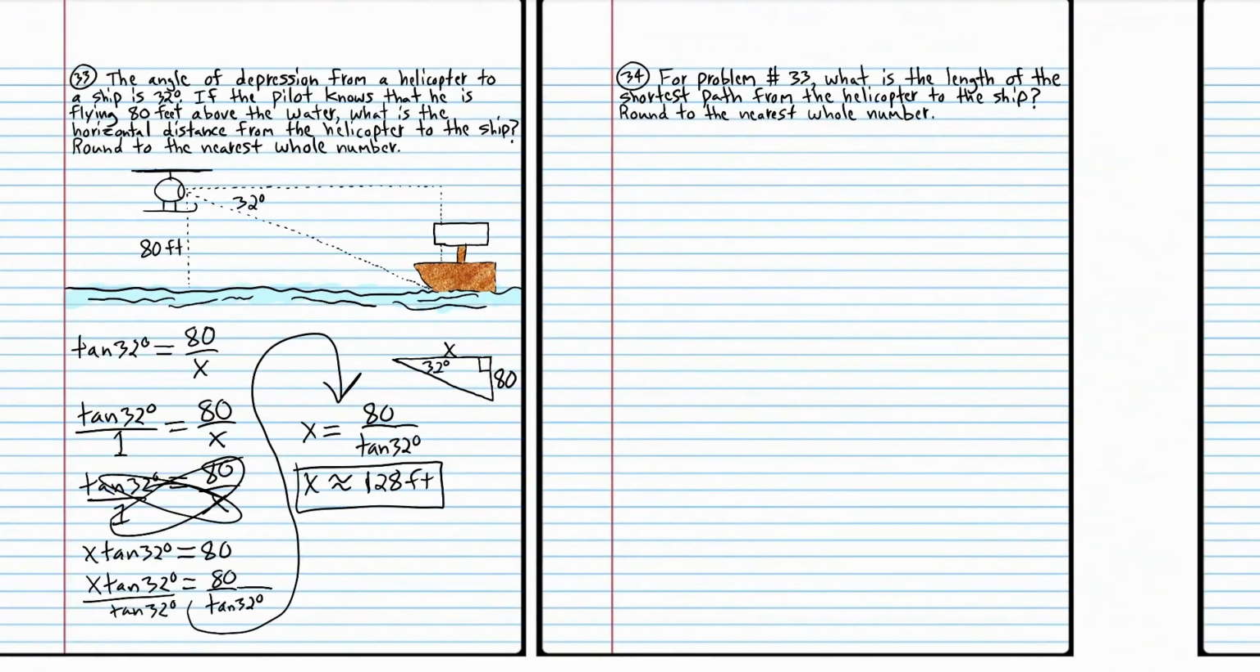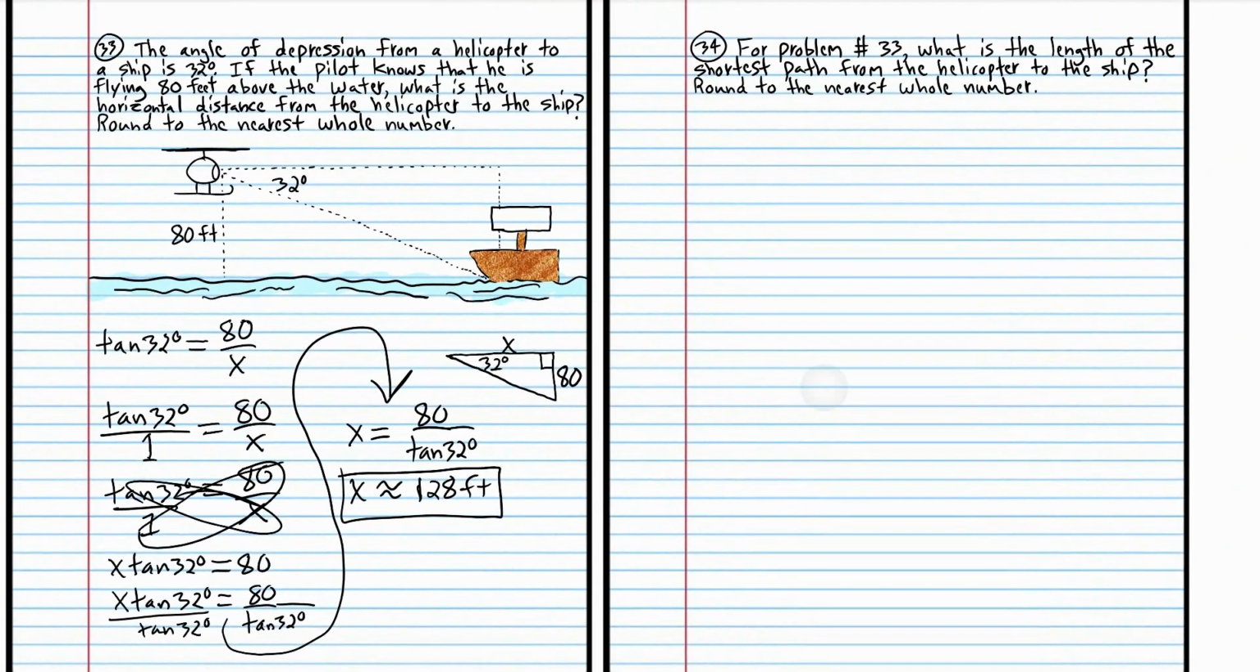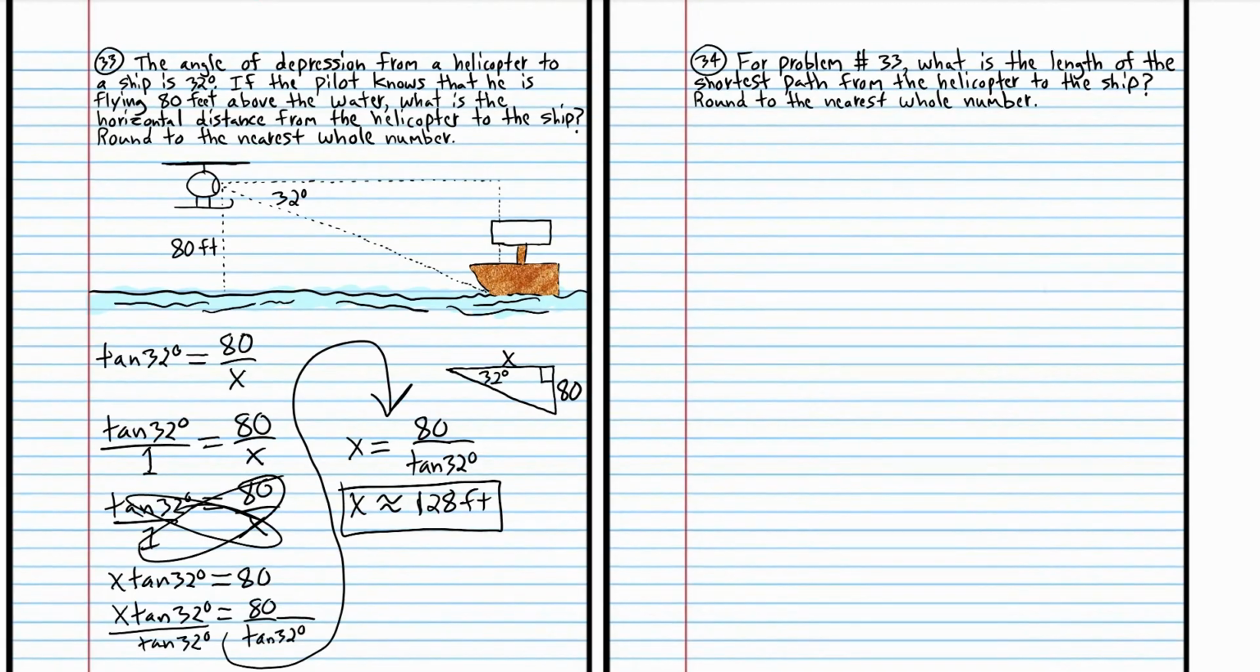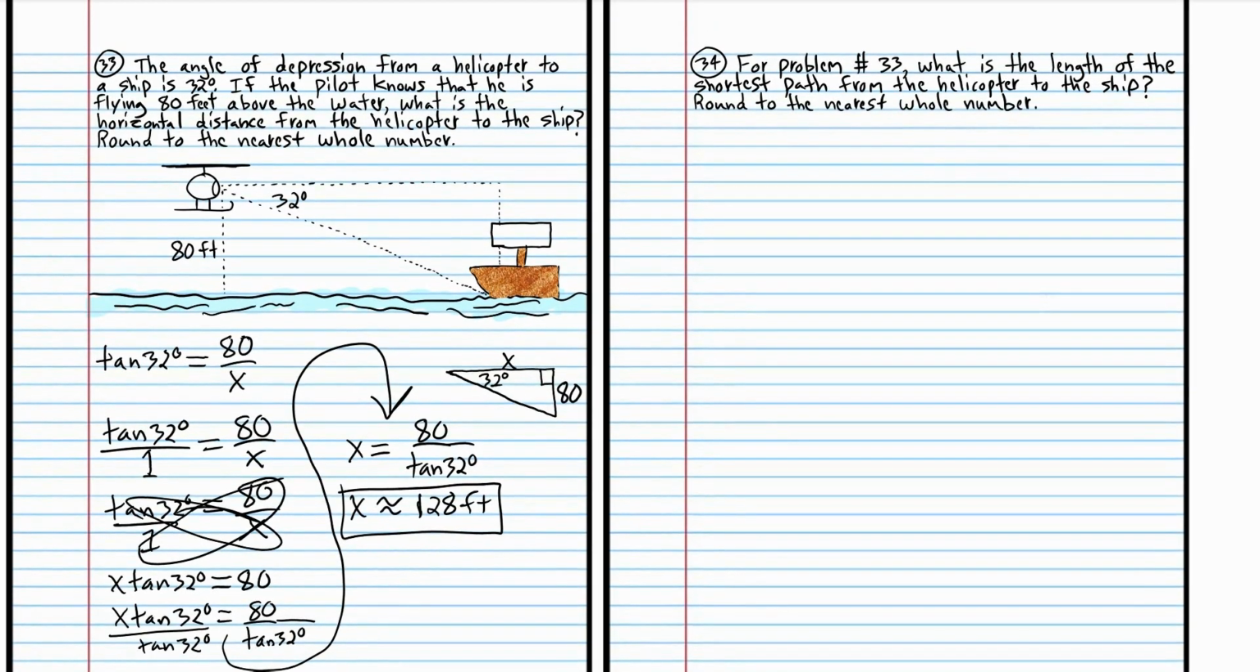All right, we're going to try one more of these problems. Number 34 says, for problem number 33, what is the length of the shortest path from the helicopter to the ship? Round to the nearest whole number. So the length of the shortest path, if the helicopter wants to go the shortest path, would just be directly to the boat. That is the hypotenuse of that triangle. So now we have the same triangle. We're just looking for the hypotenuse of the triangle rather than one of the legs.